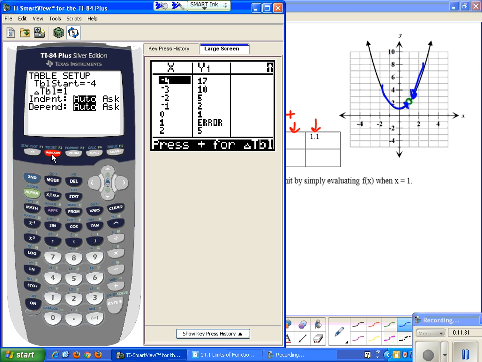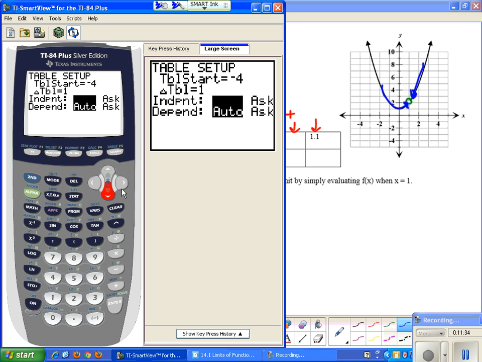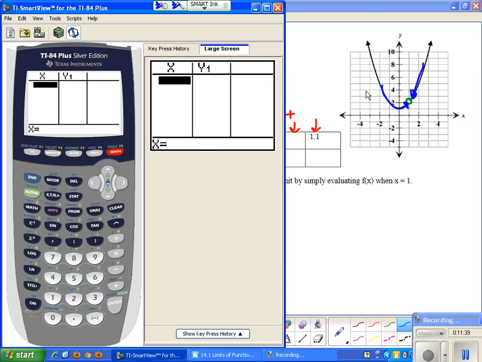So if I go to my table set, I'm going to put it back on auto, and then go to my table, and I'm going to plug in values as I approach x from the left and the right that are very close to a value of 1. So values that approach from the left, so less than 1, would be 0.9. Something even closer would be 0.99. Even closer would be 0.999. And I could keep on going. And if you notice as you do this, your values are becoming closer and closer to, it looks like, a value of 2.